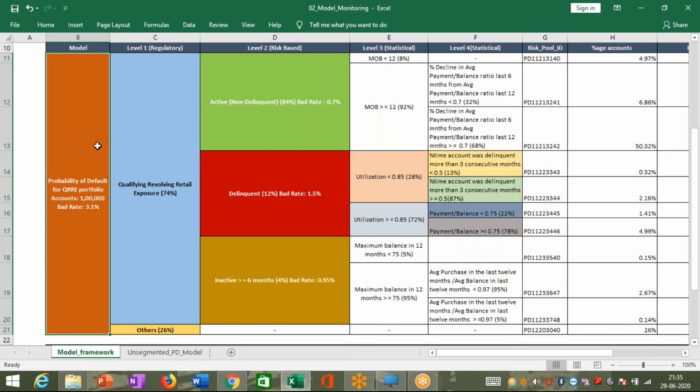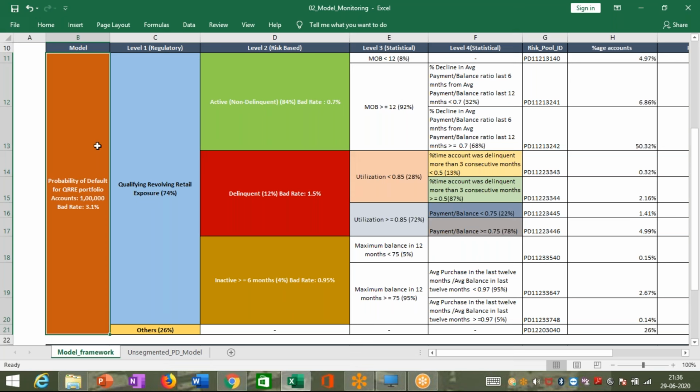Given that it's a QRRE, we'll be expanding on the QRRE and the others go down there. In this portfolio, the split between QRRE and the others was around 75-25, so I put it at 74 and 26. Now the next segment over here is the qualifying revolving retail exposure, which will be broken down into the next parts.